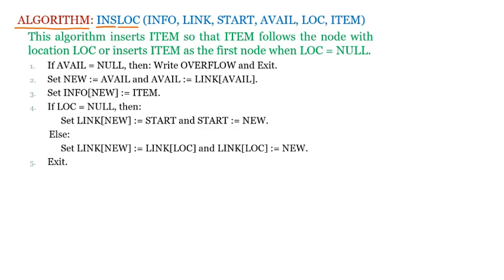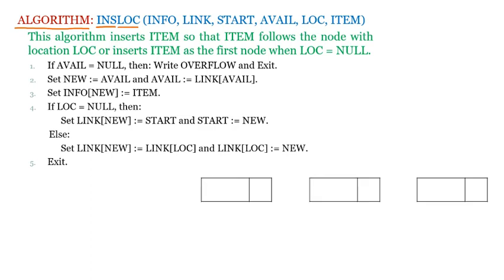The available list contains the information of all the free memory spaces. So first of all we require an available list so that we can insert the node by taking it from the available list. So first of all I am taking the available list. Let us suppose that we have three free spaces. This is 1, 2 and 3.